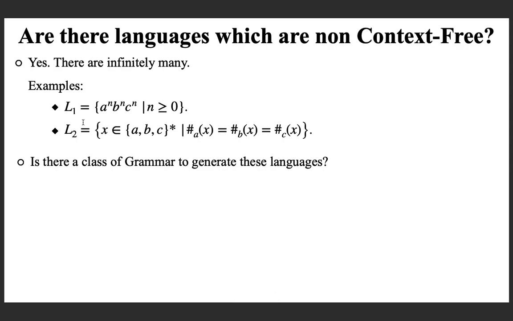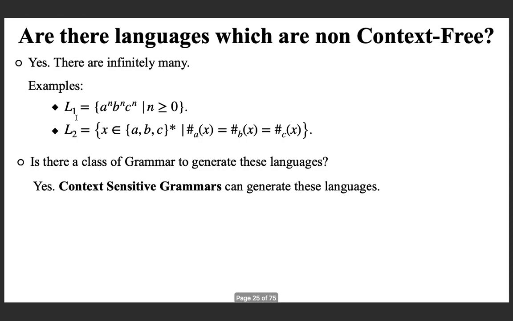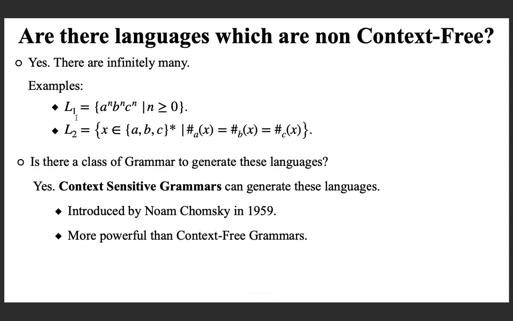Now the question is: is there a class of grammar to generate, for example, these two languages? The answer is yes. You can have the class of context sensitive grammars generating these languages, and this grammar was introduced by Noam Chomsky in 1959, and they are useful and more powerful than context free grammars. If we are getting a representation for these languages, definitely they are more powerful. We can see examples.